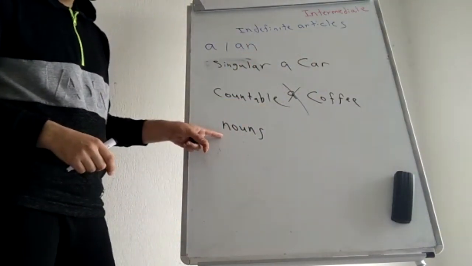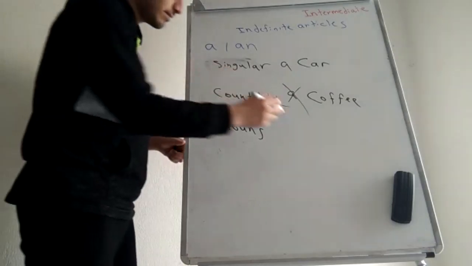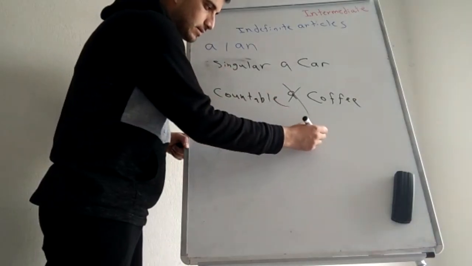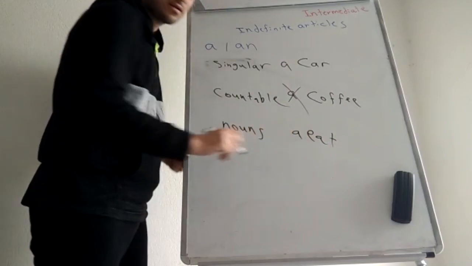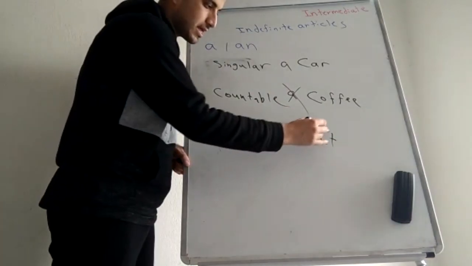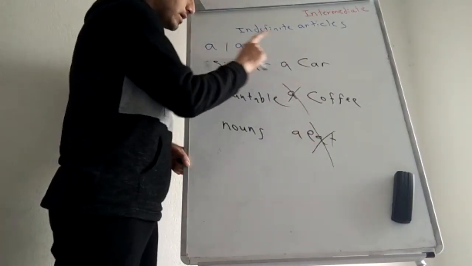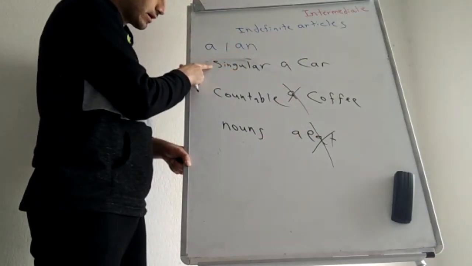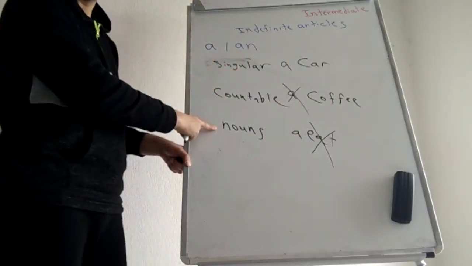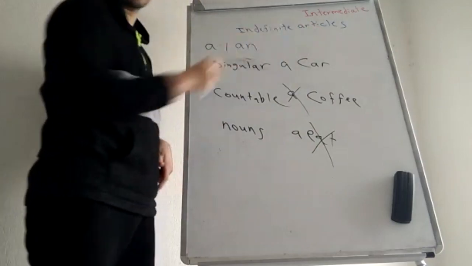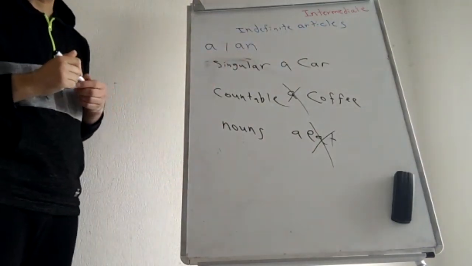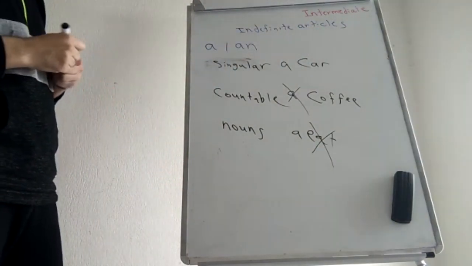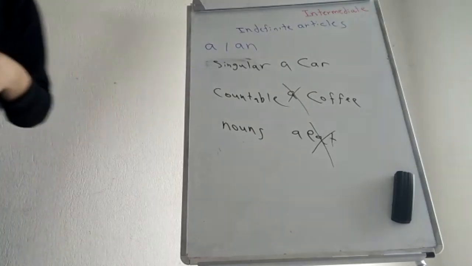So we should have nouns, not verbs. For example, eat. Can we say an eat? No. Why? Because eat is a verb. So we should have singular, countable nouns to use indefinite articles. It must be a singular countable noun to use indefinite articles.